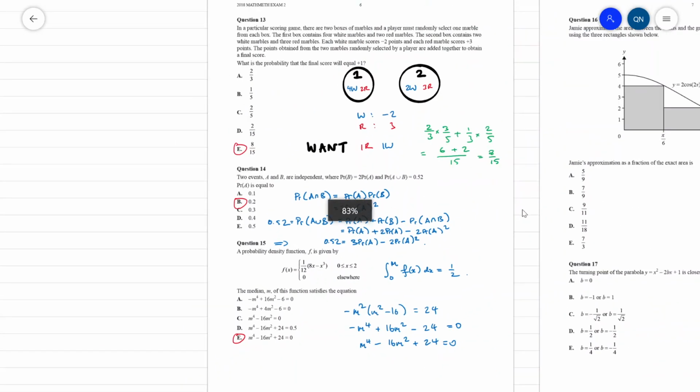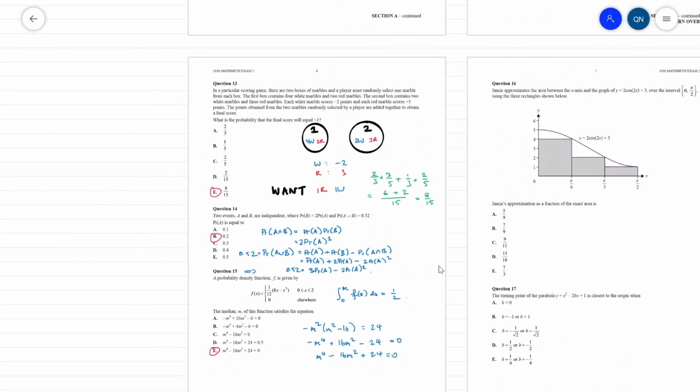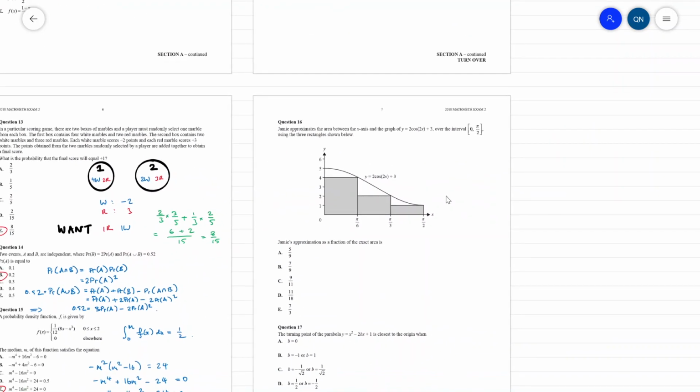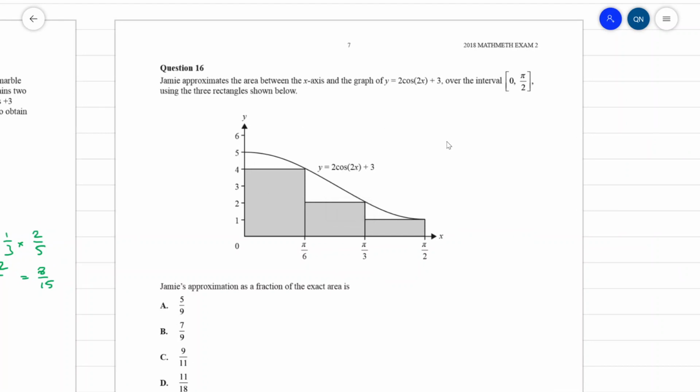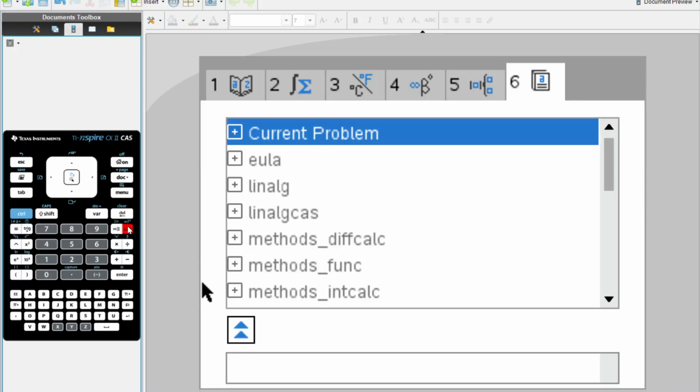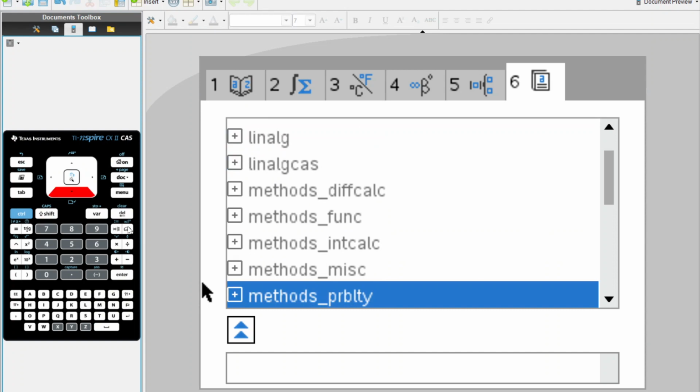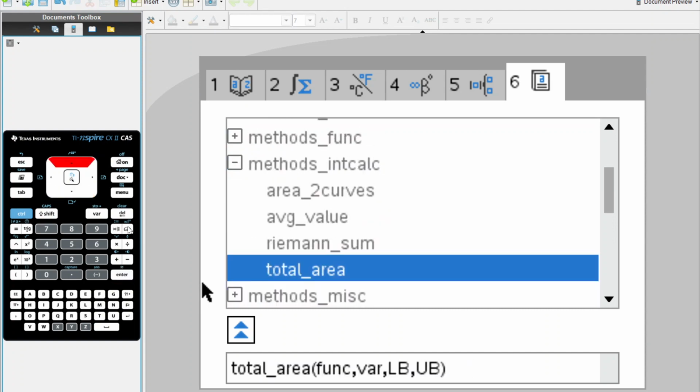Alright, question 16. We have some Riemann sums here, so some rectangular approximations of an integral. To do this one, you can use the programs, or you can just define a function f of x to be this guy and just evaluate at each of these points here and multiply by the width of each rectangle. A quick way to do it, if you have the programs, you just go down to Riemann sums, which is in integral calculus, Riemann sum.